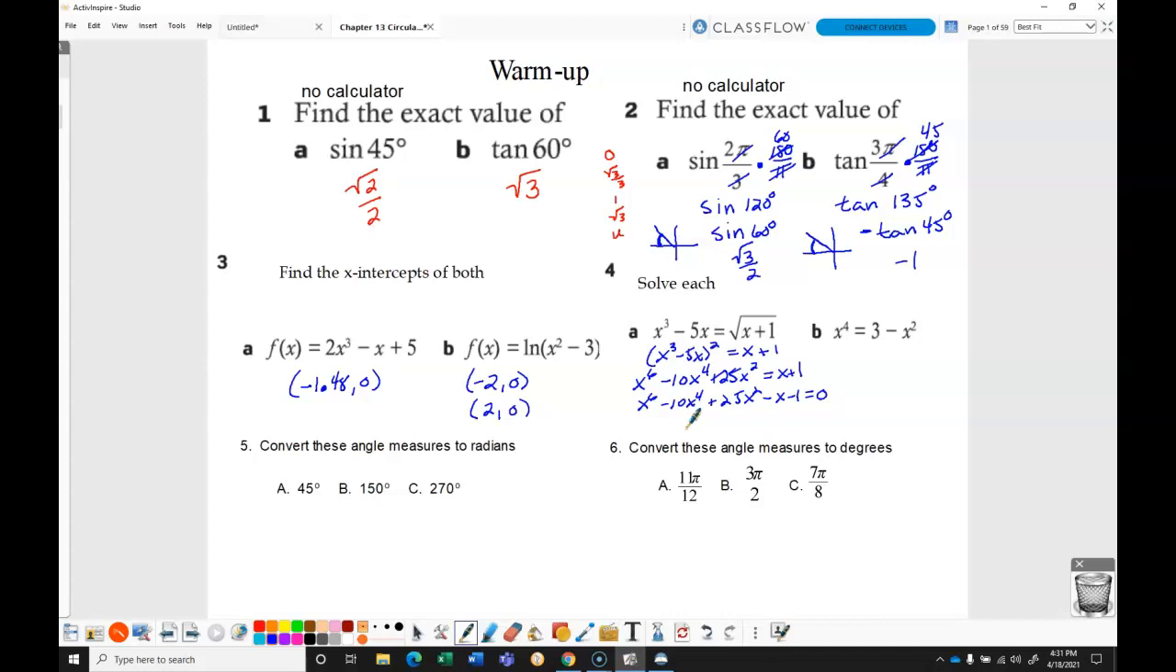And that's 0. Menu, analyze graph. Let's find the other one. I'm getting a positive 0.223. And that's 1, 2, 3. I need one more. There's actually one more.